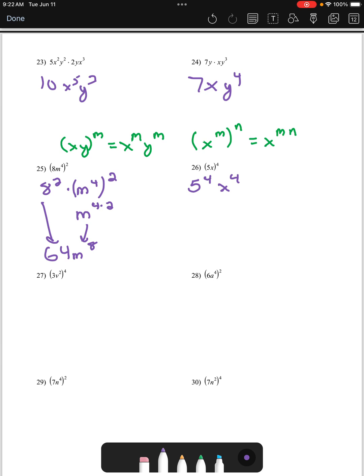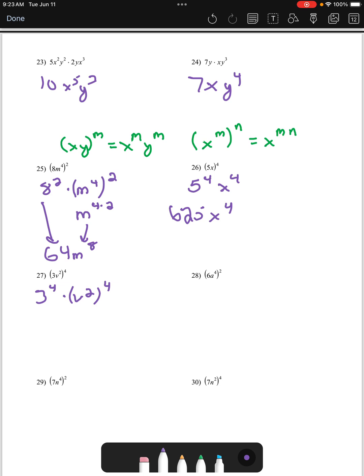Number 26. Step 1 is to distribute the outside exponent. So we're going to have 5 to the fourth, x to the fourth. Nobody already had an exponent, so nothing crazy here. But we do need to work out what 5 to the fourth is. Now, you can do this off to the side if you want, but 5 to the fourth is 4 5s being multiplied. 5 times 5 is 25. So 4 5s is 2 25s, and 25 times 25 is 625.